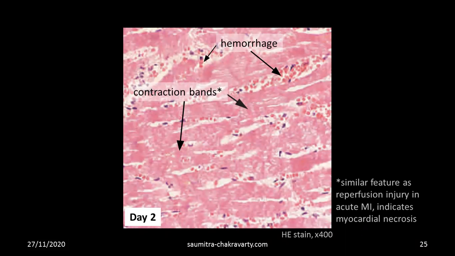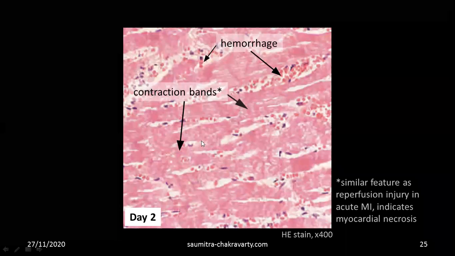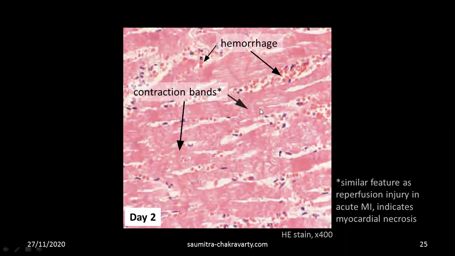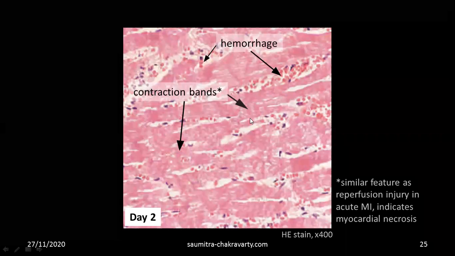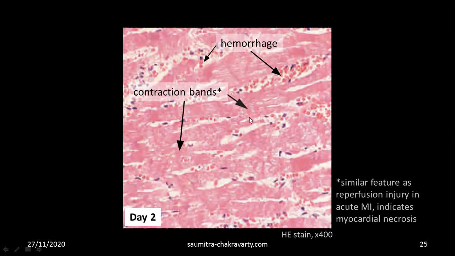Now, you see hemorrhage, the red things, the small structures, these are RBCs, and the contraction bands. The contraction bands are also an indicator of necrosis. They are the pink band-like things randomly distributed here and there, cross-sectionally. In reperfusion injury, a similar thing may happen. This is a day 2 picture, but it can happen on day 1 if there was reperfusion and the reperfusion caused some injury. But this is from a patient who died on day 2.